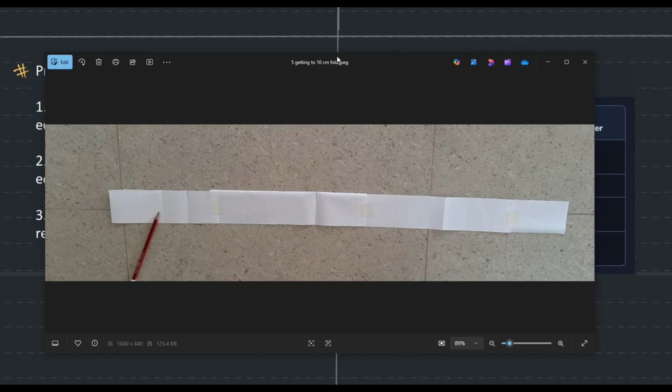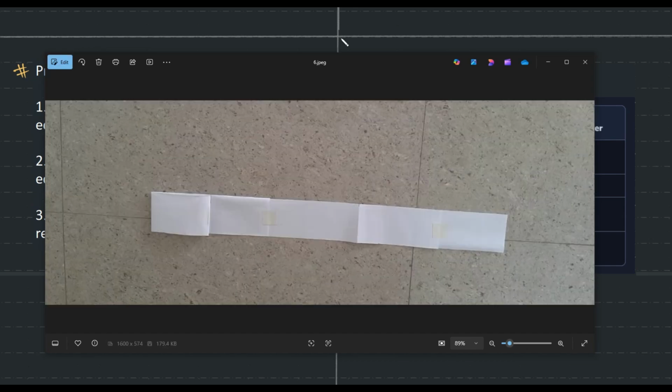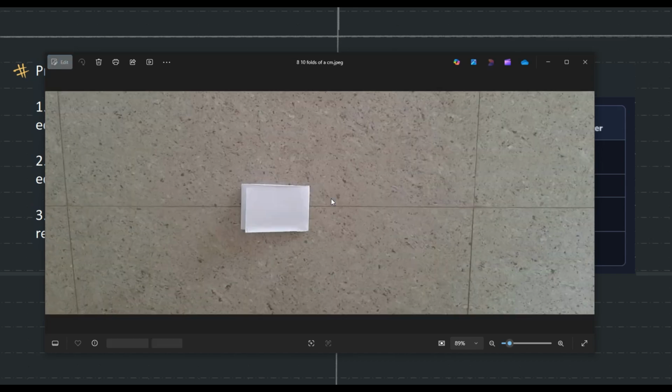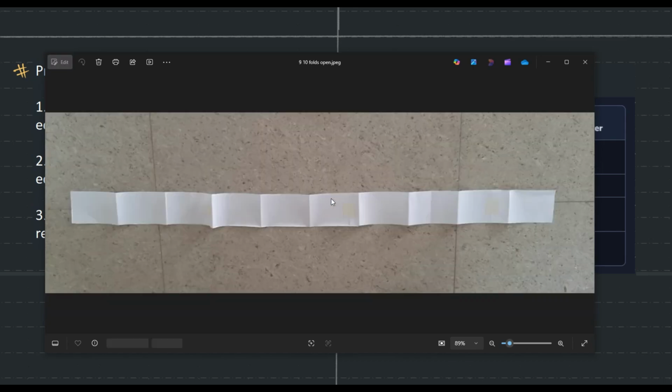Let's continue. I did this and now I have 1 decimeter. Next, with that as the reference, I continue to fold, and finally I have one more fold left to get 10 decimeters actually. This is the last fold. So when we open it, we get 10 parts.